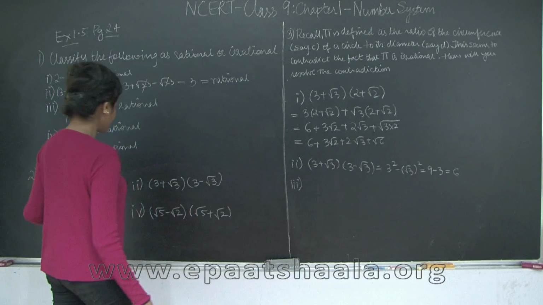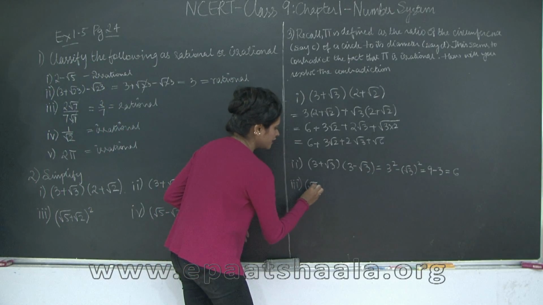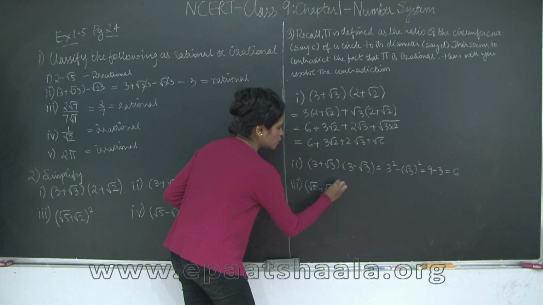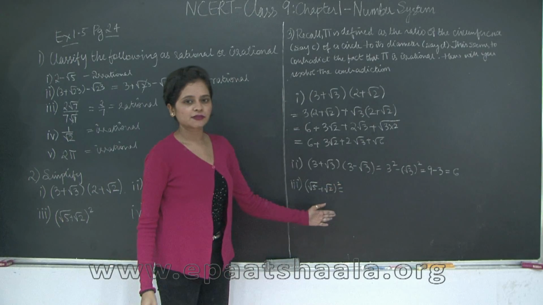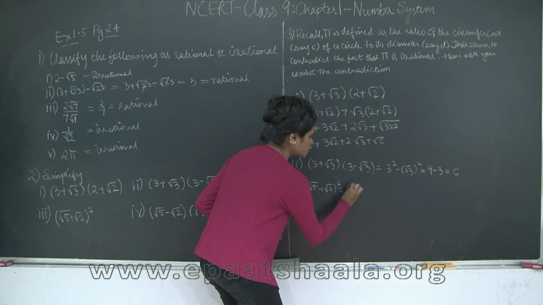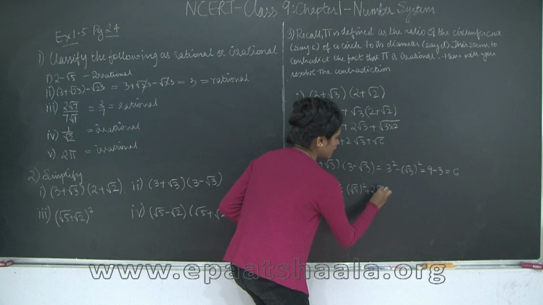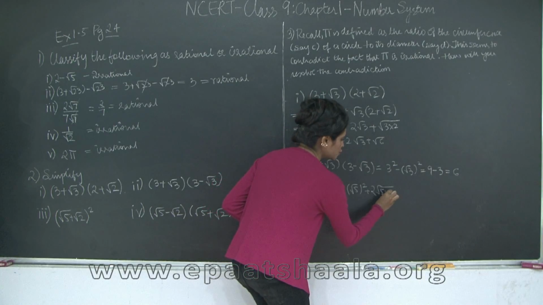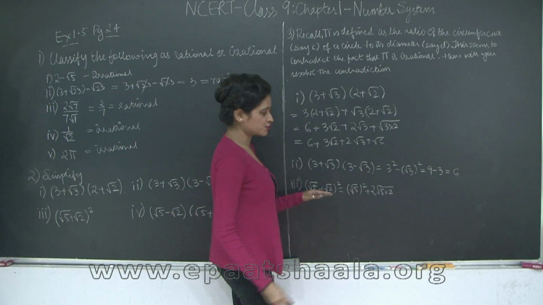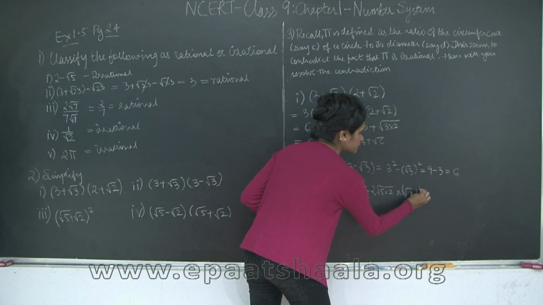So what do I have? I have root of 5 plus root of 2 the whole square. This is nothing but a plus b the whole square, which is a square plus 2ab plus b square. So what do I have? Root of 5 the whole square plus 2 into root of 5 into root 2 plus root 2 the whole square.